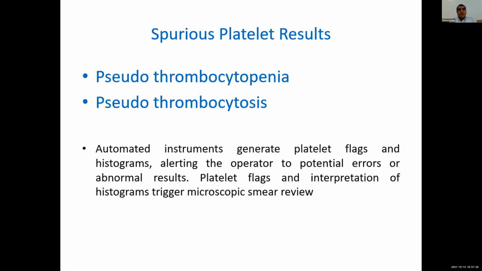Another important spurious CBC result is the spurious platelet results, and this will include two common situations: pseudothrombocytopenia with falsely decreased platelet count, and the pseudothrombocytosis.